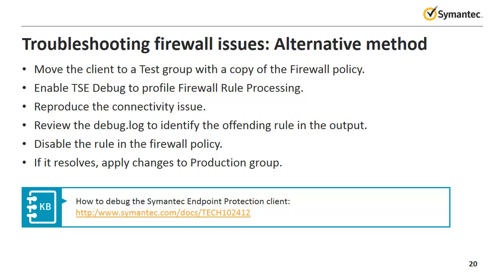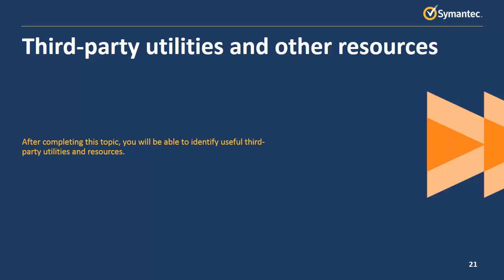Move the client to a test group with a copy of the firewall policy. Enable TSC debug to profile firewall rule processing and reproduce the connectivity issue. Then review the debug.log to identify the offending rule in the output. Disable the rule in the firewall policy, and if it resolves the issue, apply changes to the production group.